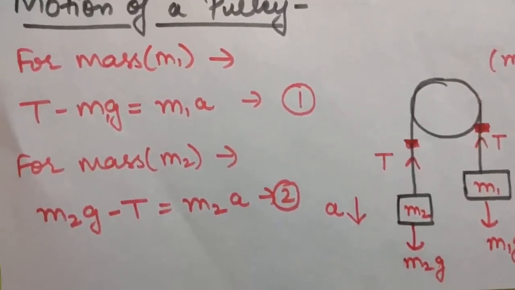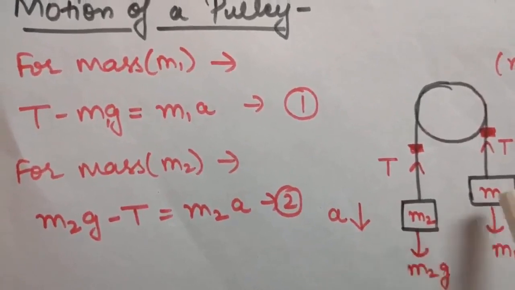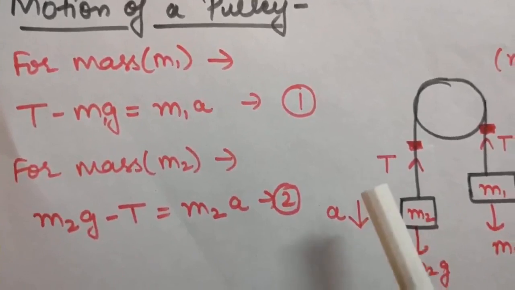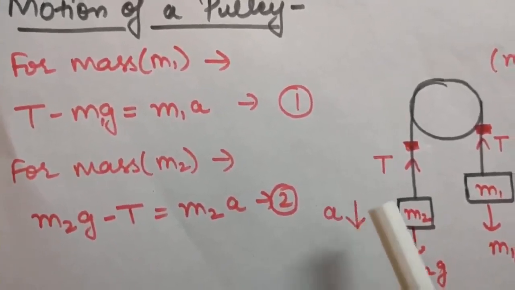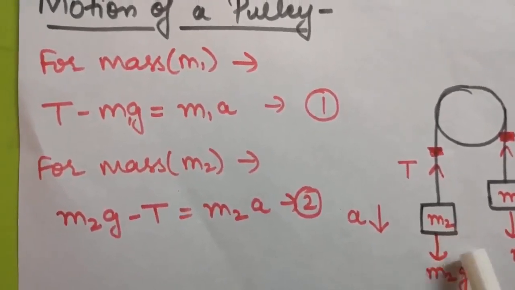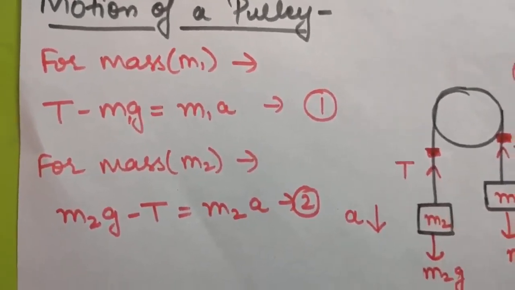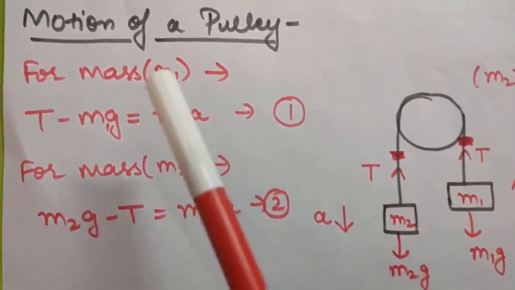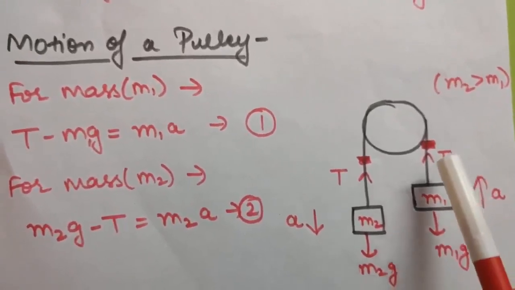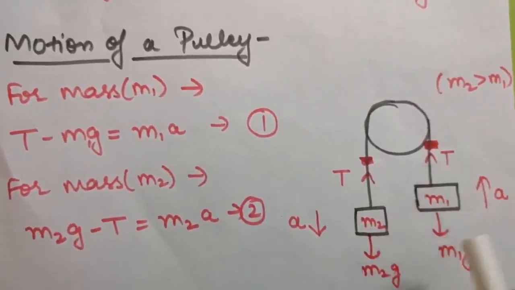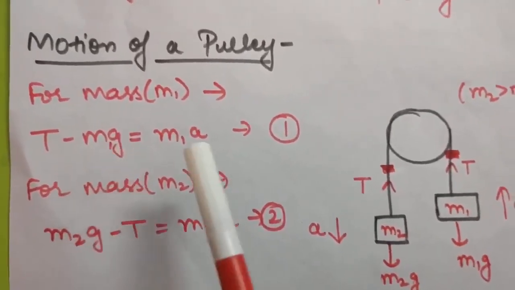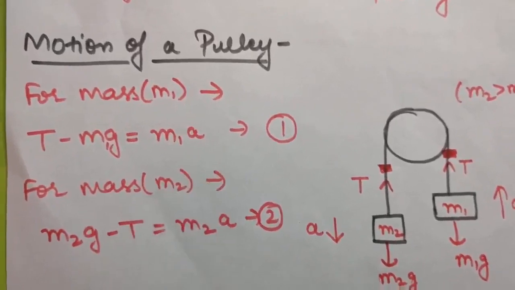Now let us form the equation of motion for both the masses. Let us do it for mass m1. As I have told you, the direction of motion is always taken as positive. So here m2g will be positive and T will be negative. Let us make it for mass m1 first. Now m1 is going upward, that means T will be positive. So the equation will be T minus m1g is equal to m1a. This is the equation for mass m1.